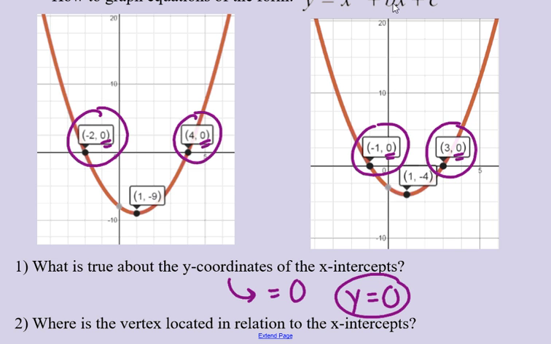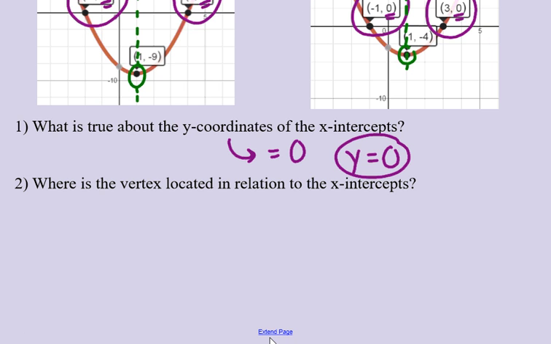Now, notice where the vertex is located in relation to the two x-intercepts. And you might realize, hey, it's exactly halfway in between them. It's perfectly in the middle because parabolas are symmetric. So where's the vertex located in between the x-intercepts? It is exactly halfway between them.